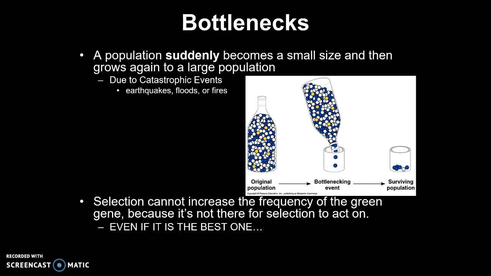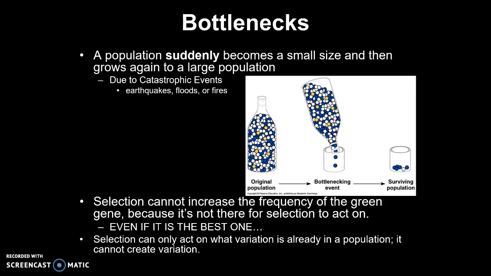Now, maybe a mutation later on in the future will happen and it will bring that yellow back, but for now what we see is there's no yellow gene, and so there's no chance that it will come back. Remember, selection can only act on what variation is already in a population. It cannot create that variation.